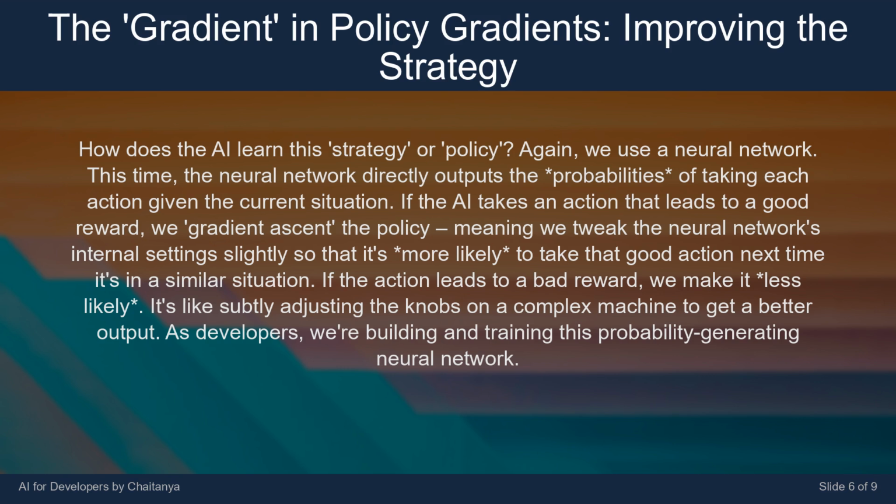If the AI takes an action that leads to a good reward, we gradient ascent the policy, meaning we tweak the neural network's internal settings slightly, so that it's more likely to take that good action next time it's in a similar situation. If the action leads to a bad reward, we make it less likely. It's like subtly adjusting the knobs on a complex machine to get a better output. As developers, we're building and training this probability-generating neural network.